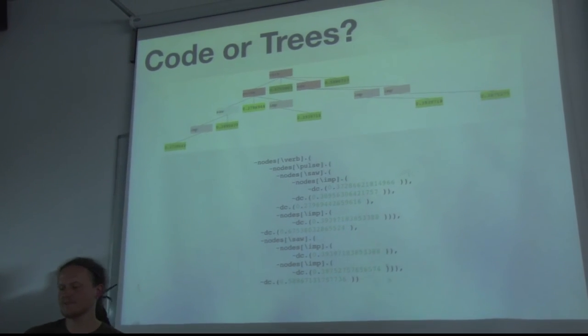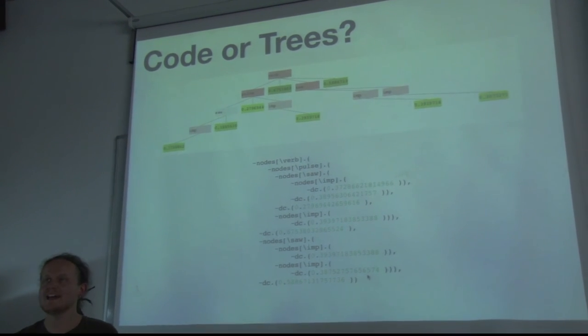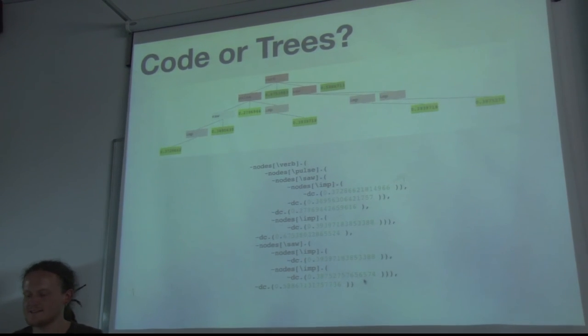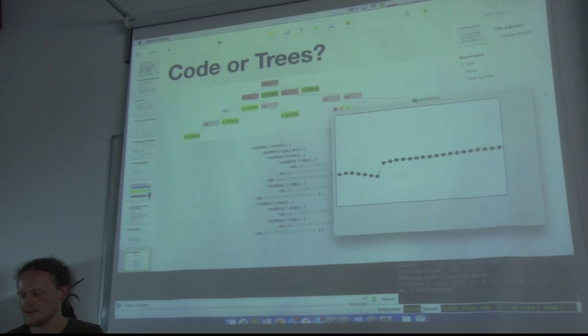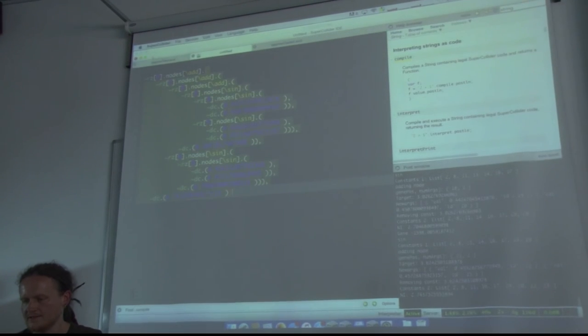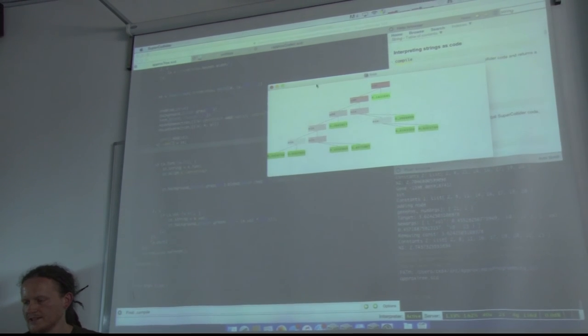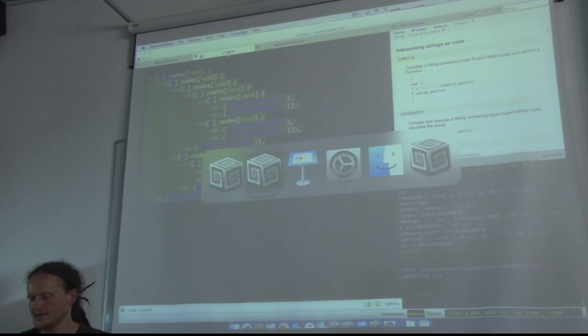So addressing this problem of code, I was thinking about, does it really need to be in text? Why not put it in a tree? Does that make a little bit more sense? So that's something I'm exploring at the moment. So if I run this bit of code here, then I'm going to get a tree representation of this code here.